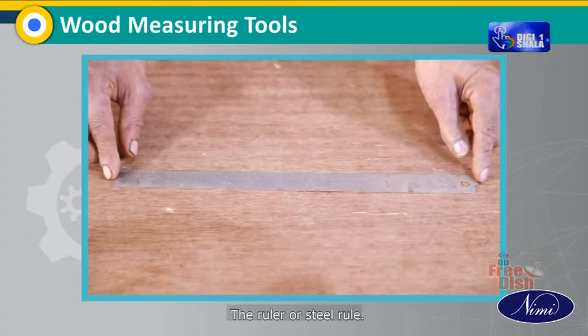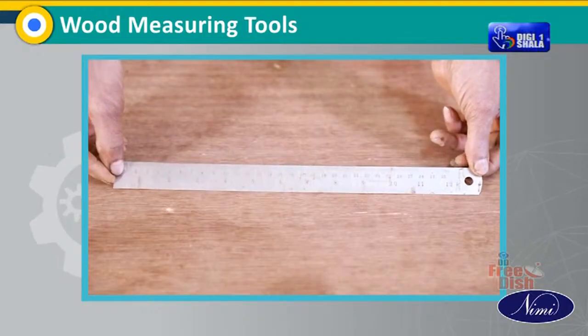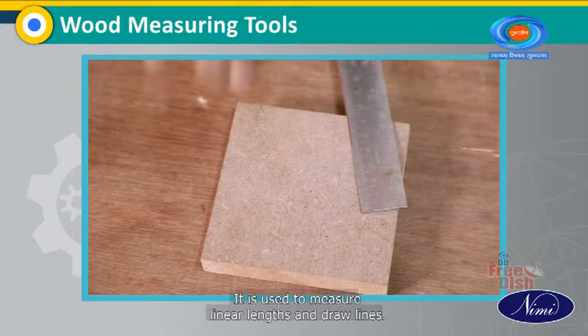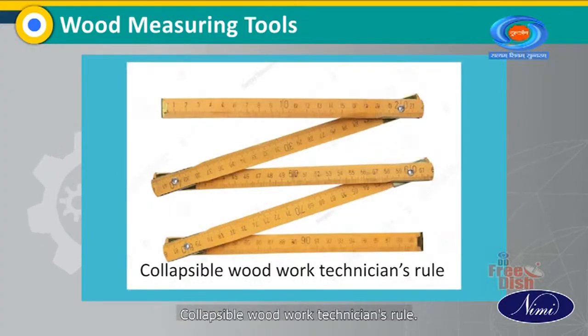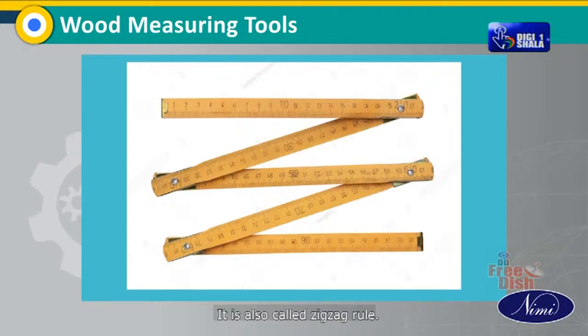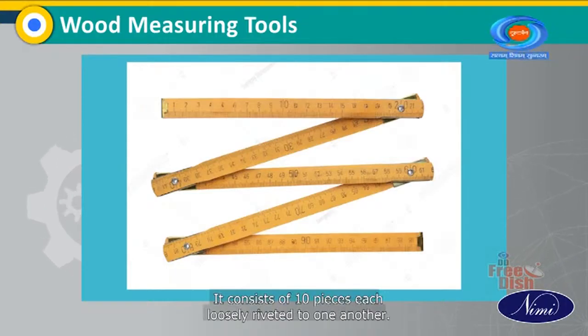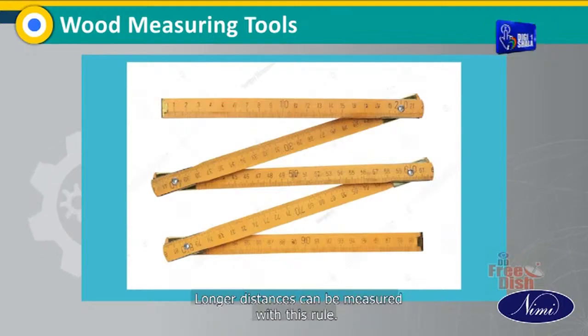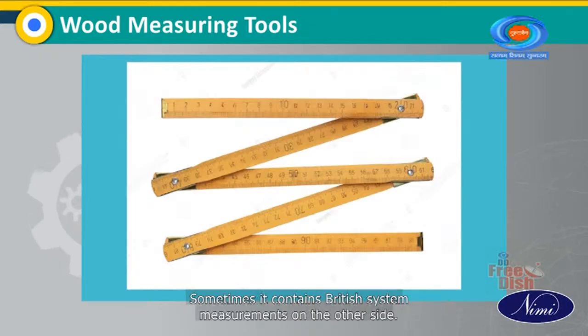The ruler or steel rule. It is used to measure linear lengths and draw lines. Collapsible woodwork technician's rule. It is also called a zigzag rule. It consists of 10 pieces, each loosely riveted to one another. Each piece is 10 centimeters long and the total length is 1 meter. Longer distances can be measured with this rule. Sometimes it contains British system measurements on the other side.